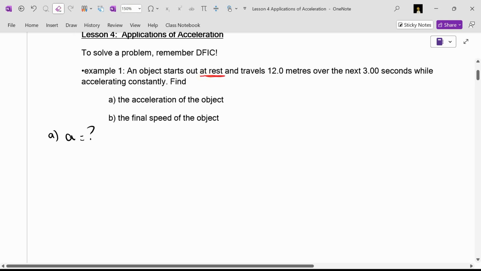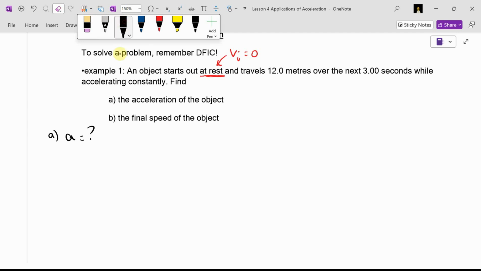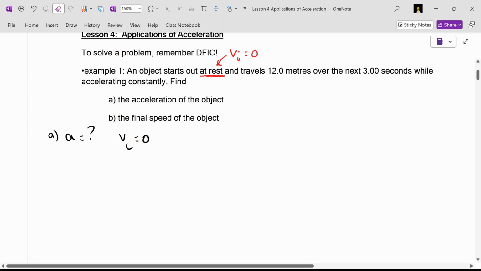Who remembers, what does at rest mean? Tell me. Yeah. I have no idea what you said when you talked this loud. What's 0 meters per second? VI. All of you, if you want to, you can draw an arrow right there that says VI equals 0, and we'll list that, Nate, in our data. VI equals 0. And then we keep reading.